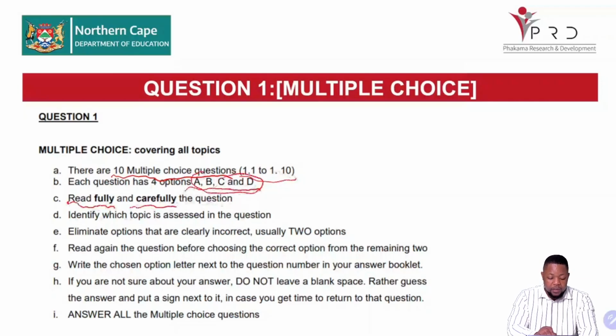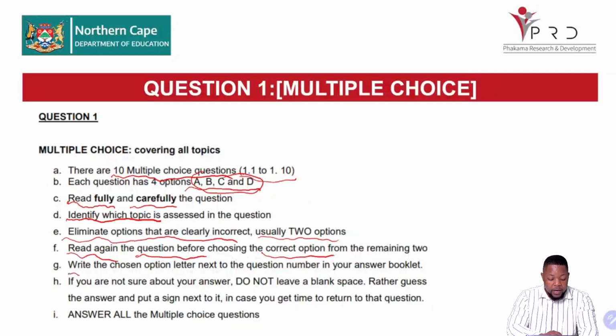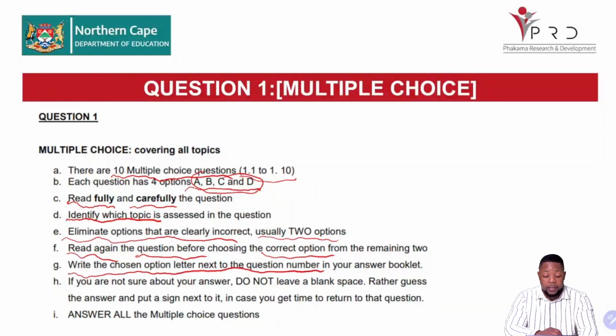Now, when answering these multiple choice questions, you need to identify the topic which is assessed in that question. The topic which is assessed in that question is very important. After assessing the topic, you eliminate options that are clearly incorrect, which we call the distractors. Usually there are 2 of them. And then after that, you read the question again before choosing the correct option from the remaining 2. Then you write the chosen option letter next to the question number in your answer booklet.